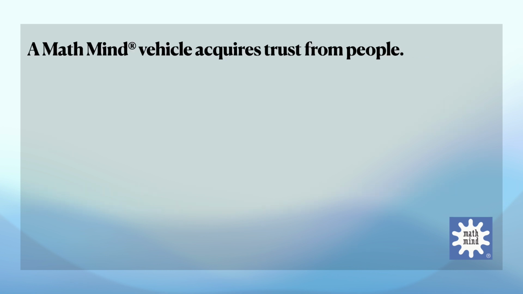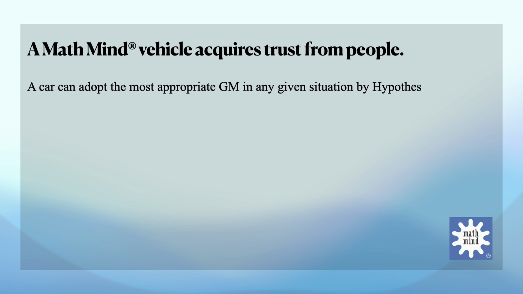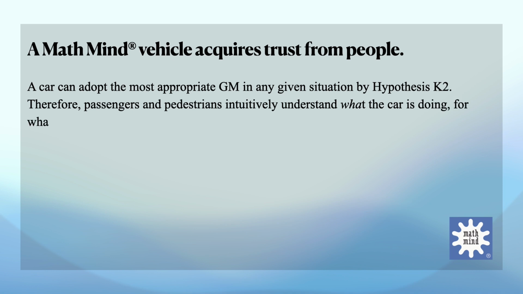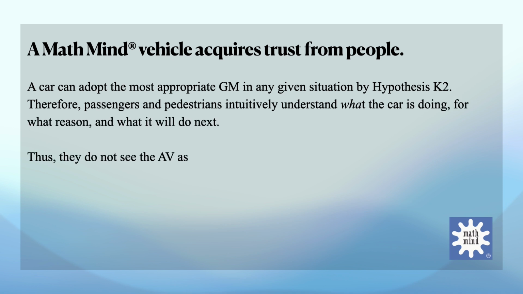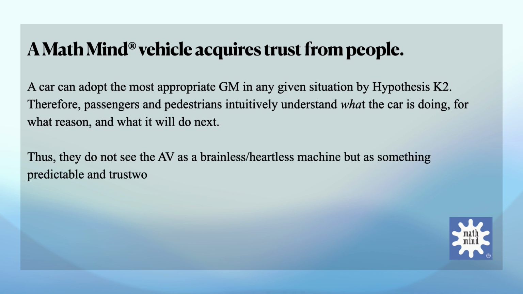A MathMind vehicle acquires trust from people. A car can adopt the most appropriate GM in any given situation by hypothesis K2. Therefore, passengers and pedestrians intuitively understand what the car is doing, for what reason, and what it will do next. Thus, they do not see the AV as a brainless, heartless machine but as something predictable and trustworthy, as is currently experienced with human drivers.